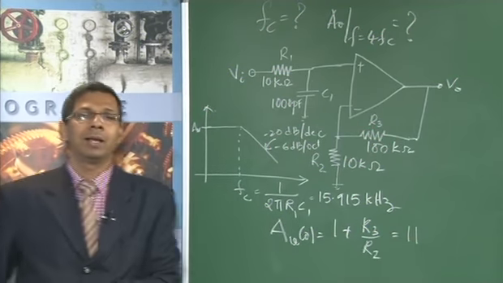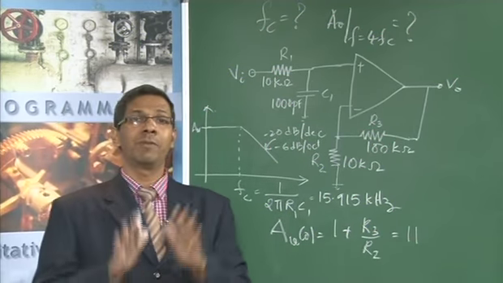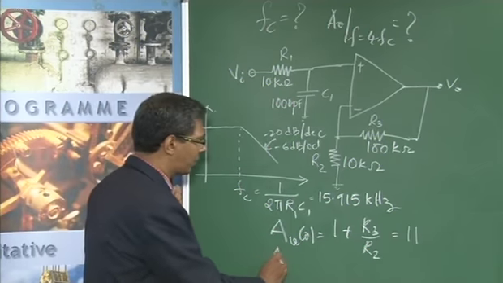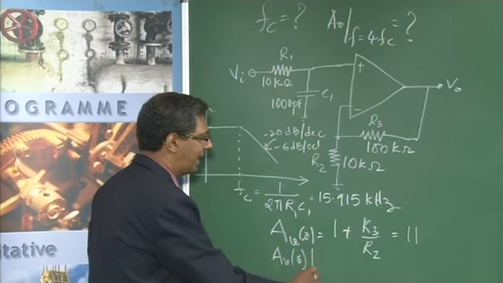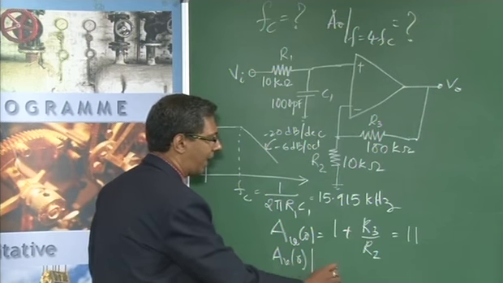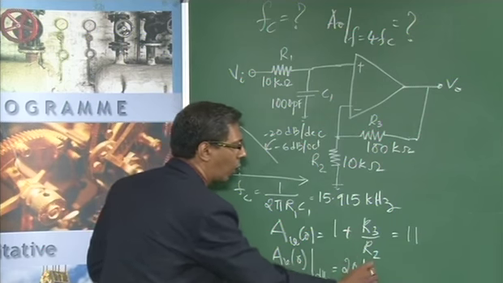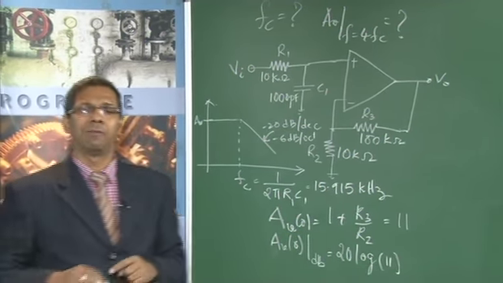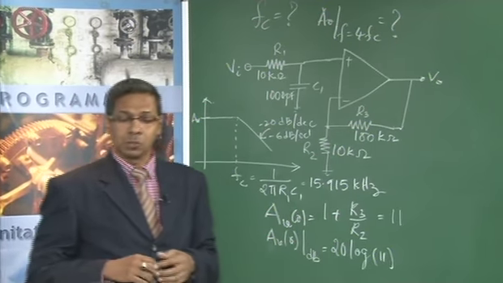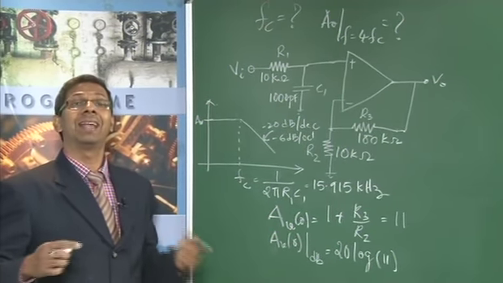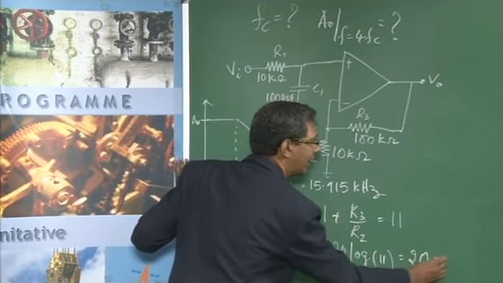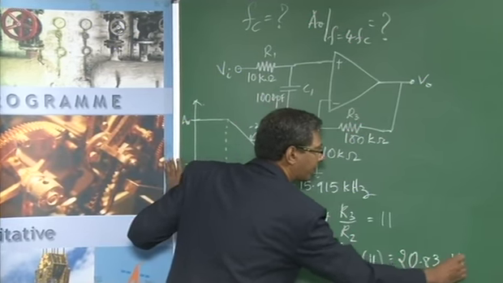But typically, I would like to express this in terms of decibel. So if you want to express this value in decibel, what should I do? AV0 in decibel, I have to do 20 log 11. That answer comes to 20.83 decibel. So the answer is 20.83 decibel.